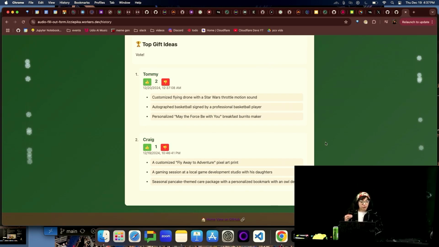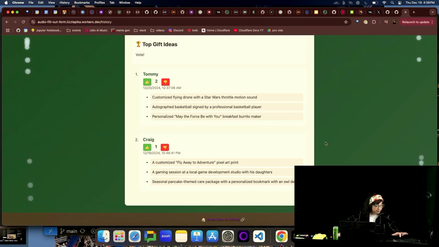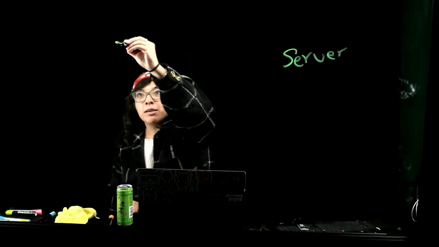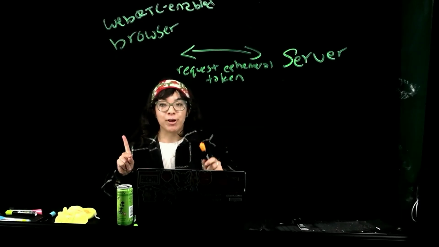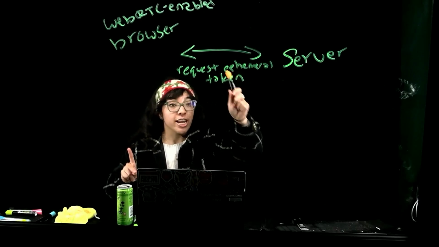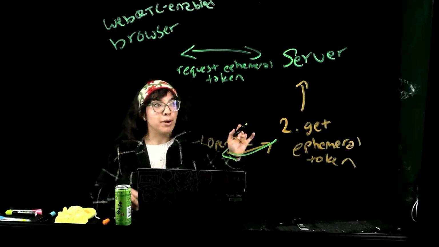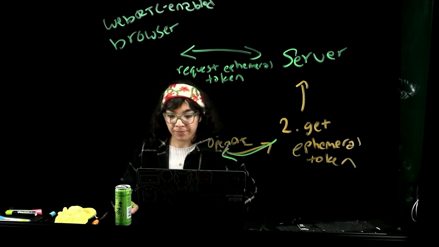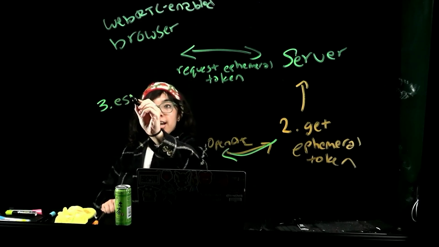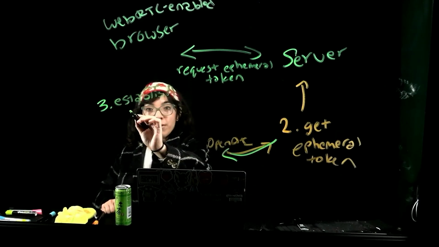Something else about this code is it generates an ephemeral OpenAI API token instead of just using a standard one. How does that work, you ask? We have our server and our WebRTC enabled browser, and we request our ephemeral token. The browser initiates a request to the server's /session endpoint. We get the ephemeral token by making a request from the server to the OpenAI API. Lastly, we establish a WebRTC connection with the ephemeral token.